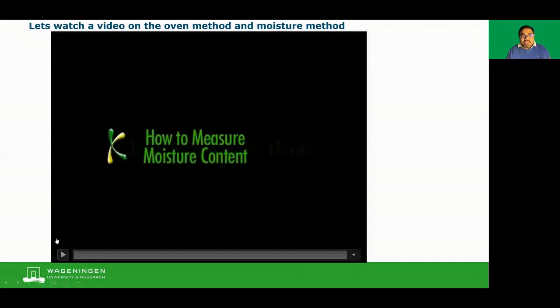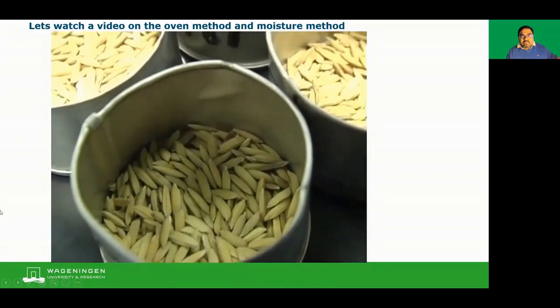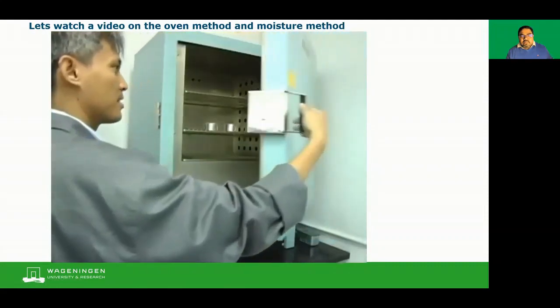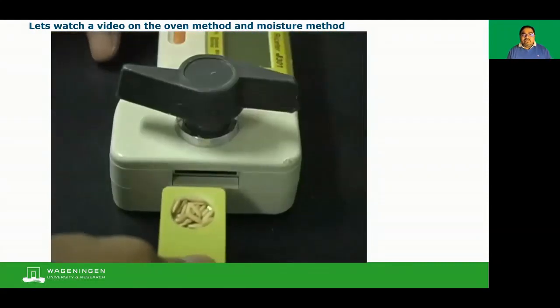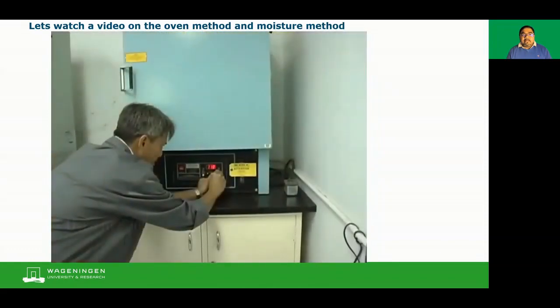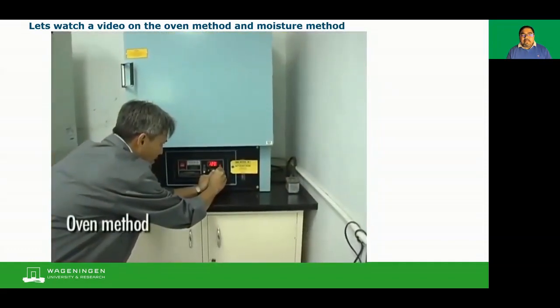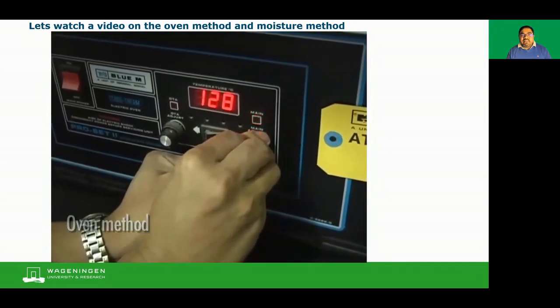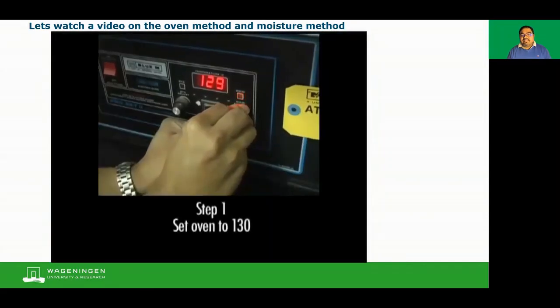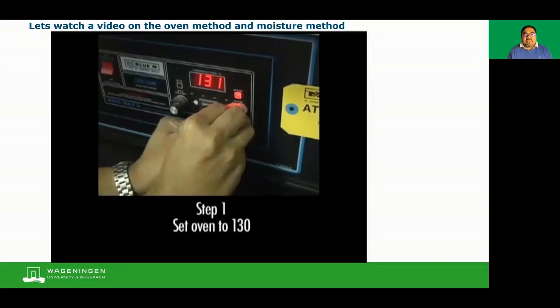So let us watch a small video again on how the oven method for moisture content is actually done. You can see that this is the oven. You'll set it to 130. So it is set at 130.